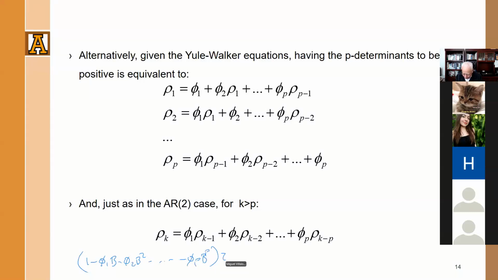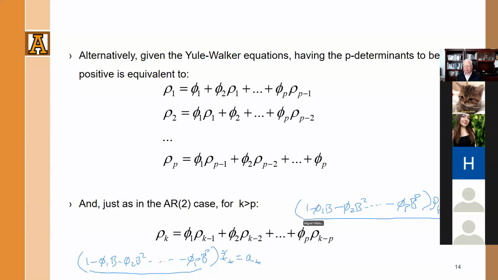That was the model, right? Z̃_t equal to a_t. Well, for this same model, for k greater than p, we have that 1 minus phi 1 B minus phi 2 B squared, up to minus phi p B to the p, applied to rho k, is equal to 0. This equation determines the behavior of the different autocorrelations. So it's the same thing as for the AR(2), except that now p can be greater than 2.